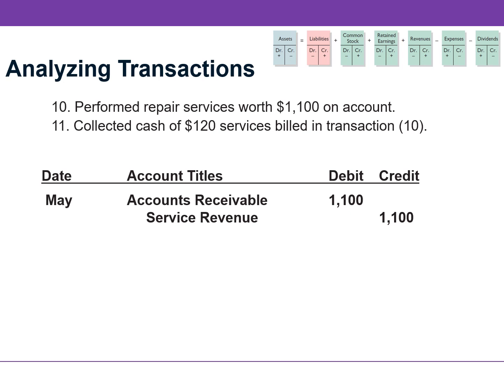Lastly, in transaction number 11, we identified cash increasing and accounts receivable decreasing. Both of these accounts are assets, so we need to debit cash and credit accounts receivable for $120. The last thing I want to mention is that we always enter debits first, followed by credits.